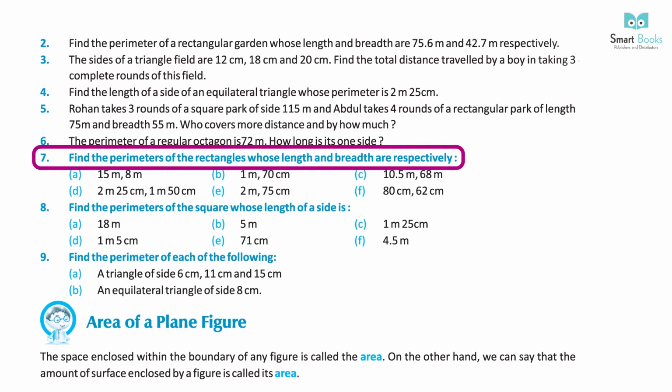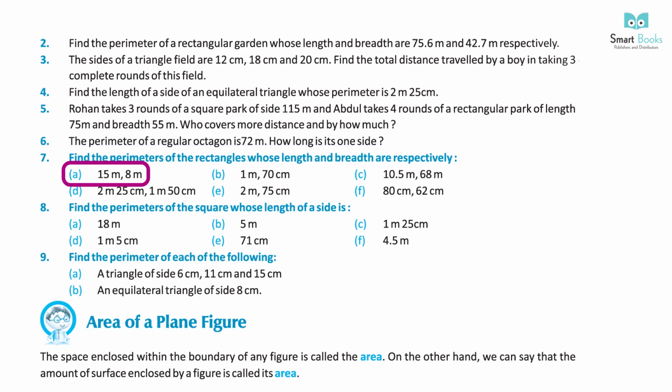Question 7. Find the perimeters of the rectangle whose length and breadth are respectively: A. 15 meter, 8 meter. Solution. 46 meter. B. 1 meter 70 centimeter, 40 centimeter. Solution. 3 meter 40 centimeter. C. 10.5 meter, 68 meter. Solution. 157 meter. D. 2 meter 25 centimeter, 1 meter 50 centimeter. Solution. 7 meter 50 centimeter.